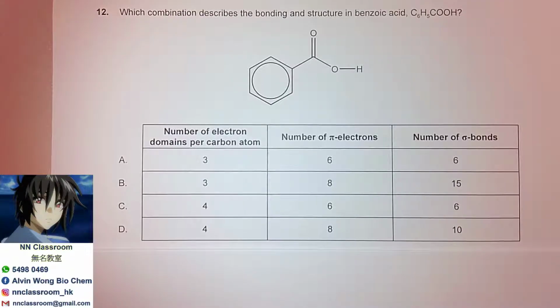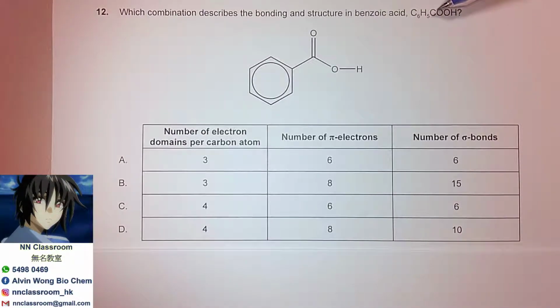Today I'd like to share with you a past paper question from 2017, time zone 1, question number 12, relating to topics 4 and 14, the SL and the higher level for the bonding and structure topic. Again, a really important topic that tests for quite a lot of the points in paper 1 and also paper 2. Let's see, they're asking, which combination describes the bonding and structure in benzoic acid?